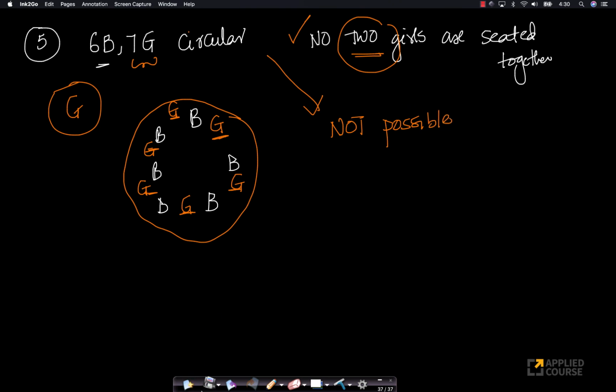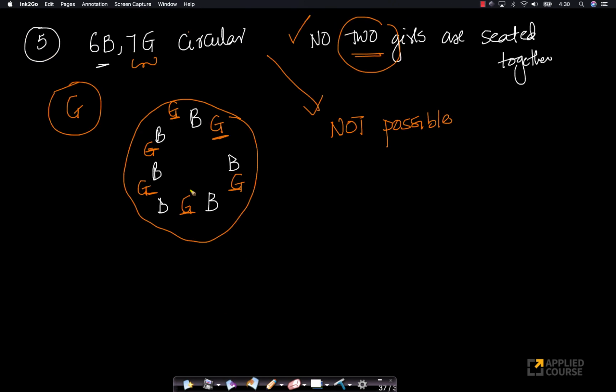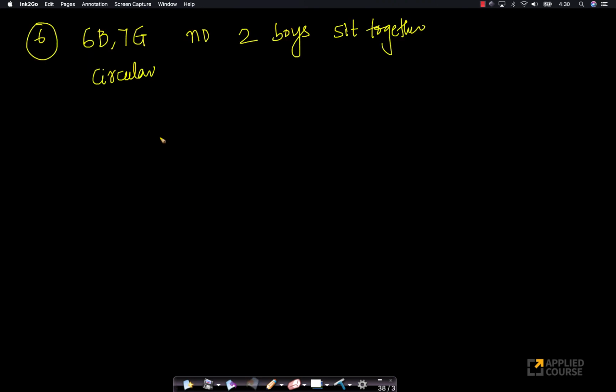Okay, let's take another example now. Imagine I have a case wherein I have 6 boys and 7 girls and no two boys sit together. Again, this is a circular arrangement, and no two boys sit together. We saw that if the question was no two girls sit together, it was impossible. But what about no two boys sitting together?